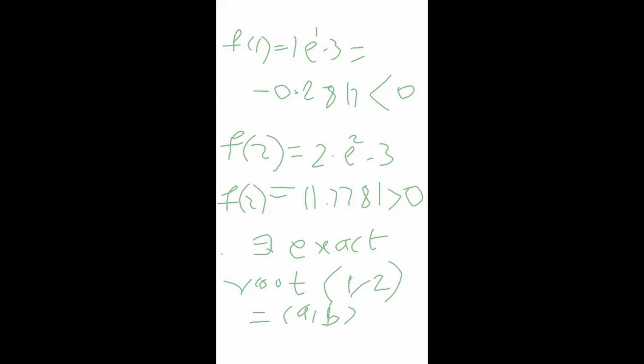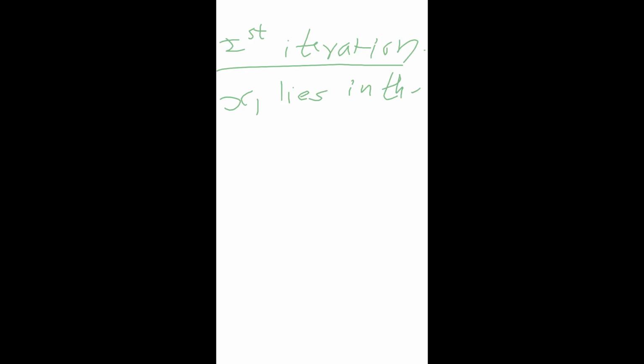So now take a new whiteboard. Therefore, write down, first iteration. Tell me what is the formula. x1 lies in the interval ab is equal to 1 comma 2.